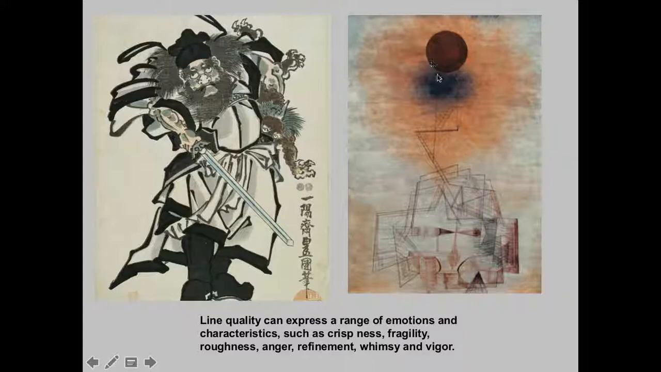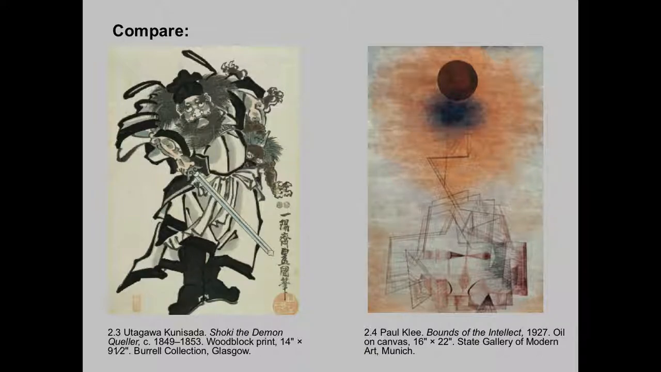Then we have an orb or a sun, and this is called The Bounds of Intellect by Paul Klee. It's Klee. This is pronounced Clay, Klee. So some of it has some soft areas and some broader areas of color. So we don't say there's any lines in here. We're just having areas of color, if that makes sense. But some of the lines down here are sketchy or cross-hatching looking.